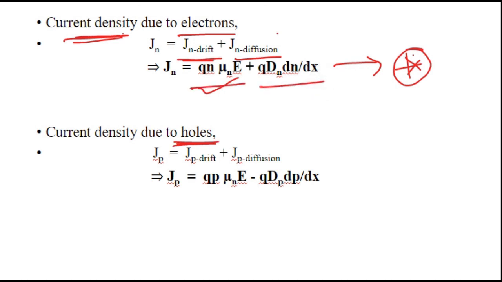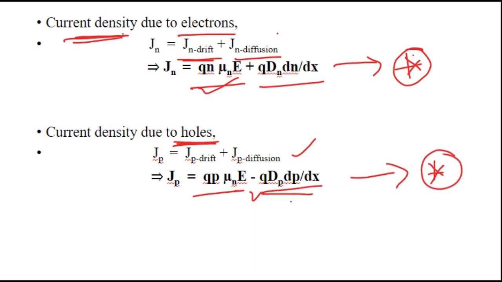Similarly for holes we need to find out. So just add it, as Jp diffusion is negative, we will get a negative symbol here, and all others will remain the same. So this is the equation for the total current density due to the holes. Now diffusion current, it's over.